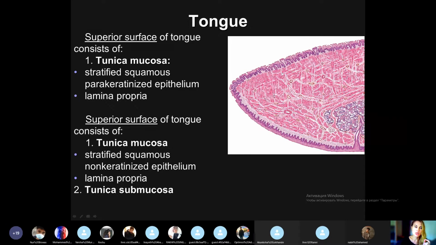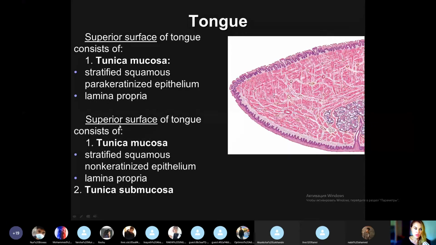Lamina propria is underlying the epithelium. The lamina propria is a loose connective tissue that contains blood vessels and nerves for the nourishment of the epithelium. After this, you can see numerous skeletal muscle fibers, bundles of fibers, because as we mentioned before, the tongue is a muscular organ.